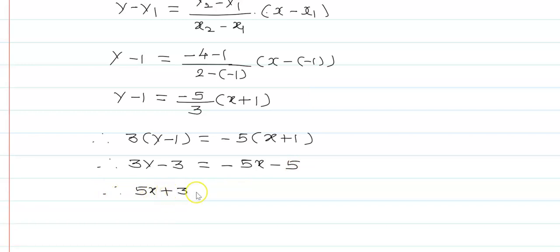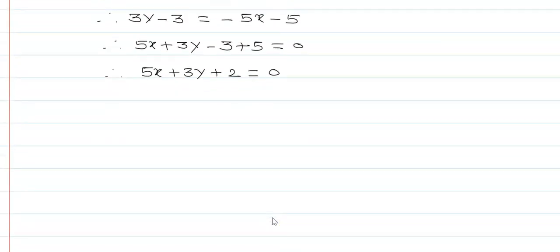And therefore 5x plus 3y minus 3 plus 5 equals 0. Therefore 5x plus 3y plus 2 equals 0. Okay, therefore the answer is 5x plus 3y plus 2.